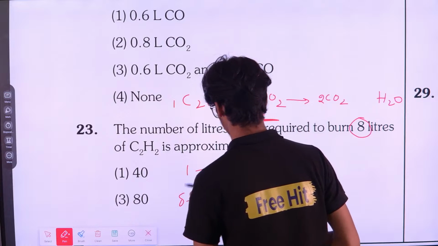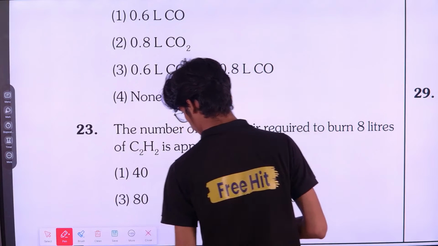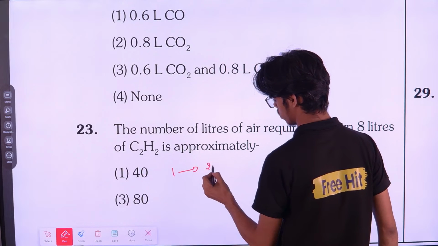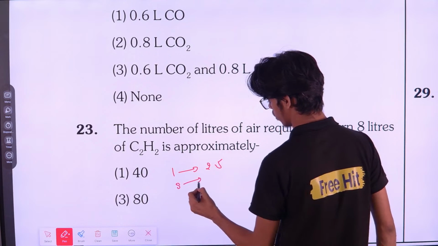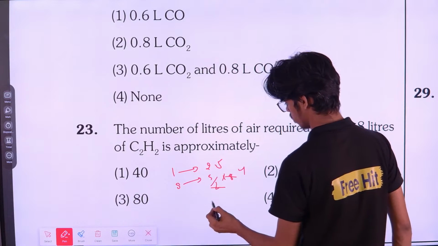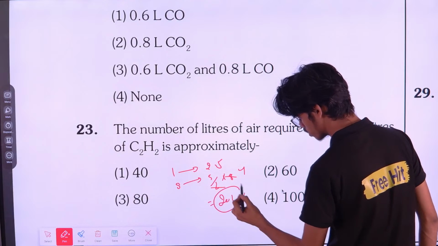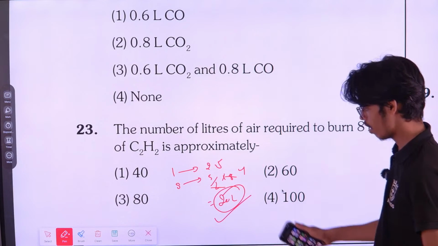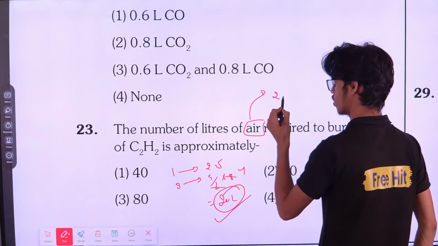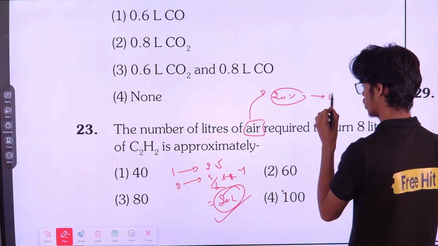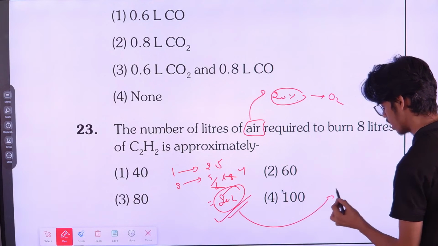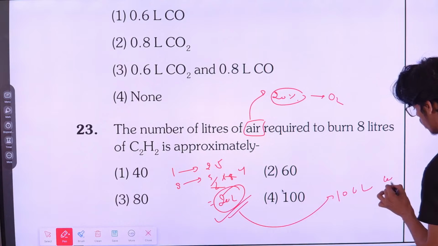One thing is wrong with us. What we did wrong is, we know that for 1 liter we require 2.5, so for 8 liters we require 5/2 into 8, which is 20 liters of oxygen, right? Not air. That is the problem. Air contains nearly 20% oxygen. So if we want 20 liters of oxygen, we have to utilize 100 liters of air. That is the problem.